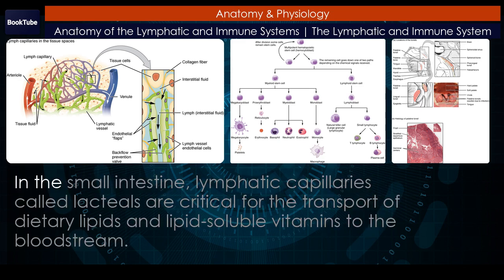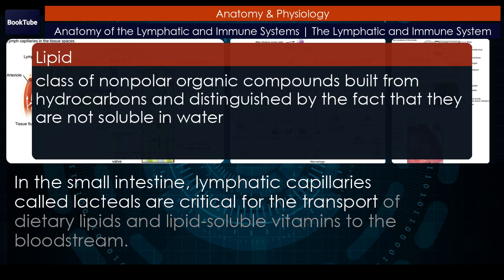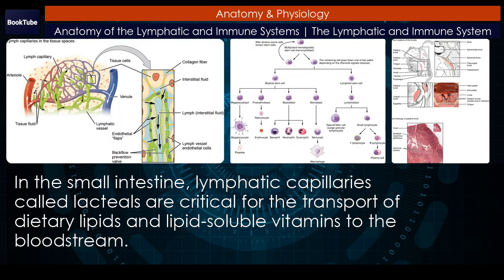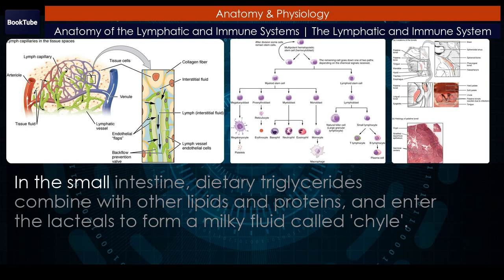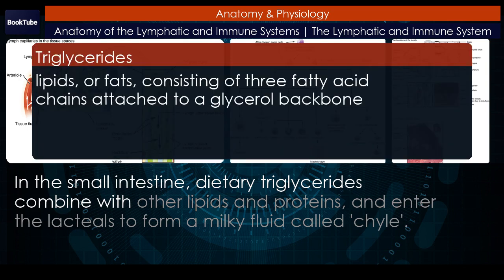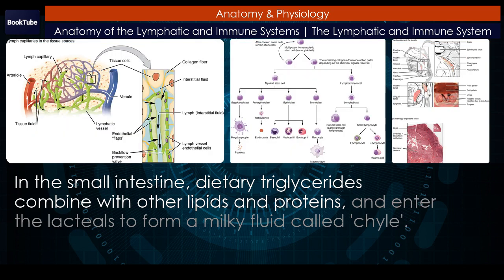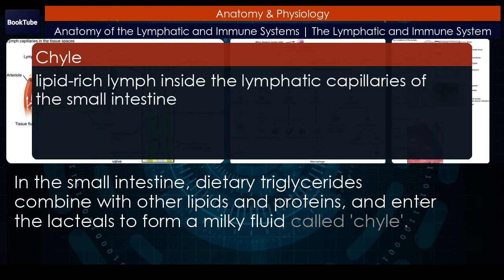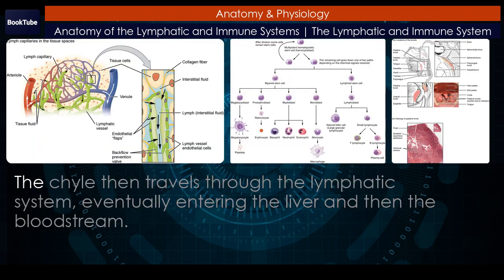In the small intestine, lymphatic capillaries called lacteals are critical for the transport of dietary lipids and lipid-soluble vitamins to the bloodstream. In the small intestine, dietary triglycerides combine with other lipids and proteins, and enter the lacteals to form a milky fluid called chyle. The chyle then travels through the lymphatic system, eventually entering the liver and then the bloodstream.